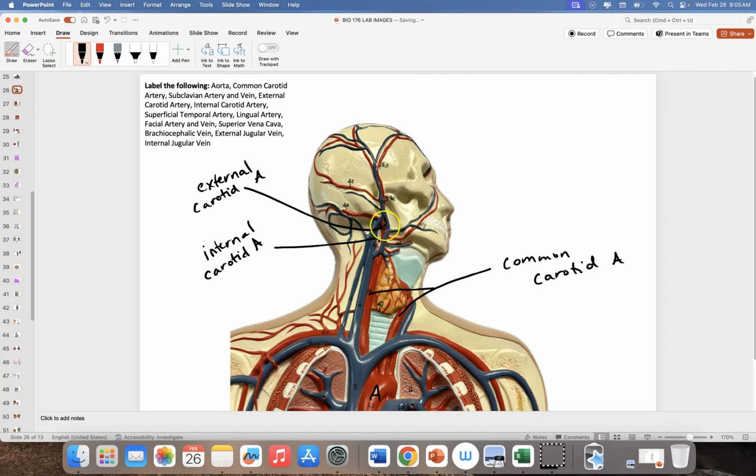And if we continue to follow this one that's external, then we find our superficial temporal artery. Again, superficial because it's more superficial than deep in terms of the vessels. So it gets a superficial designation. Temporal, here we can see that temporal bone. That's a kind of a landmark helping us to name then that artery.